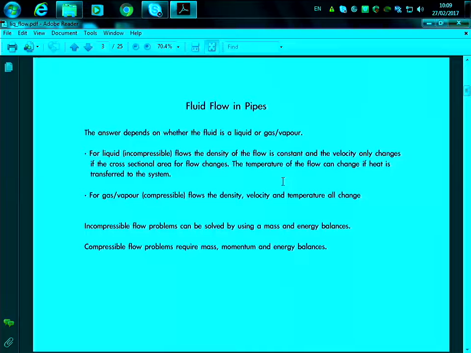So incompressible flow problems can be solved by using mass and energy balance. So normally we just need the continuity equation, mass in equals mass out, and energy balance, Bernoulli equation, that perhaps you remember, but if not, we'll look at it. But compressible flow problems will require mass, momentum, and energy balance as well. Okay, so we'll need to use momentum.